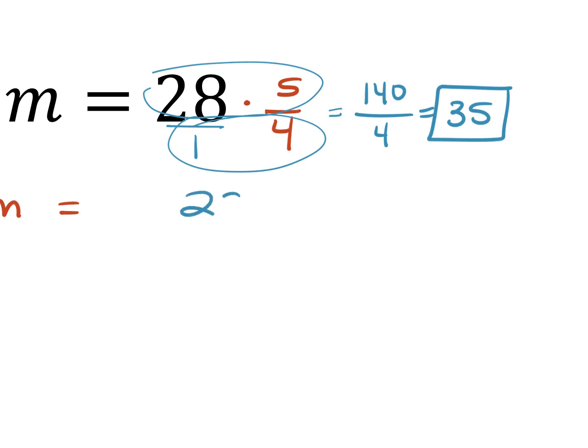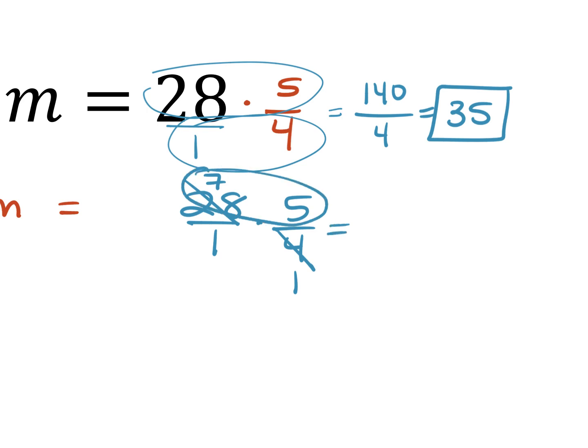Or are you the type of person that wants to cross reduce first? Do you remember doing cross reducing? 28 and 4 are both divisible by 4. So you could make this 1 and 7, and then what do you do? 7 times 5. Multiply across. 7 times 5 is 35. I don't care which one you do.